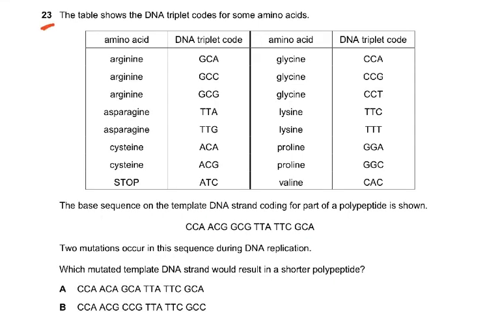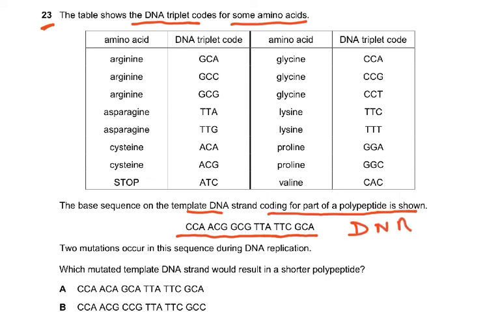Then coming to question number 23, the table shows the DNA triplet codes for some amino acids. That's fine, you go through it. The base sequence on the template DNA strand coding for part of a polypeptide. So this is the DNA. Sometimes they'll give you RNA and DNA and then you get very mixed up and then you get it all wrong. Two mutations occur in the sequence during DNA replication. Which mutated template DNA strand would result in a shorter polypeptide?